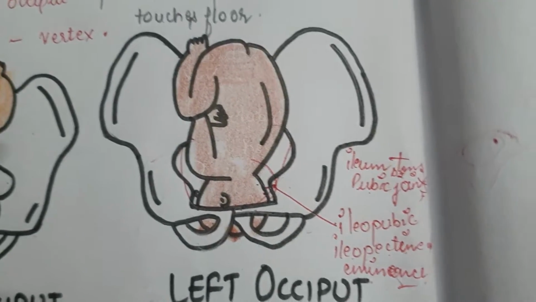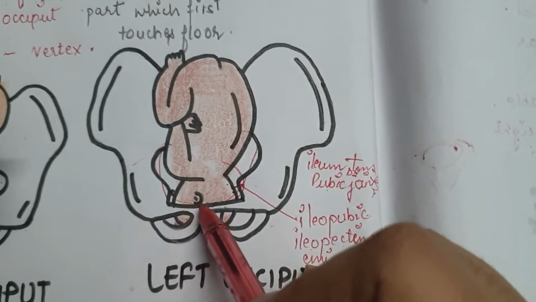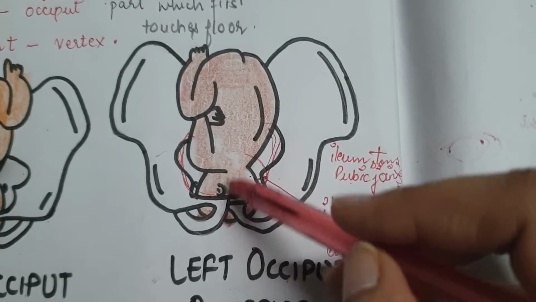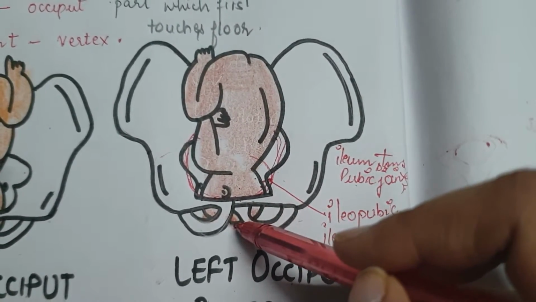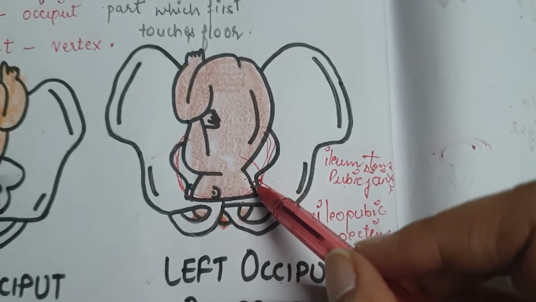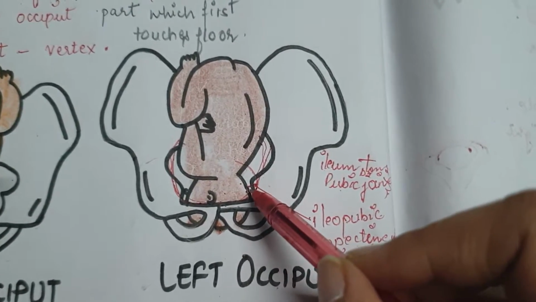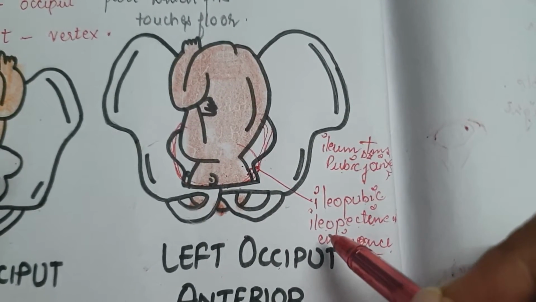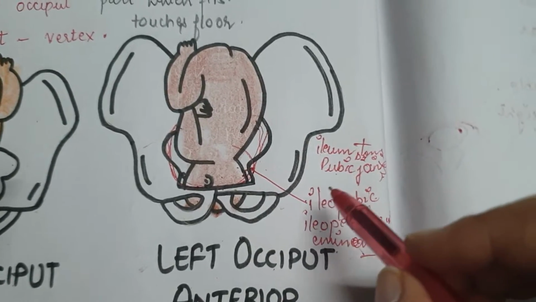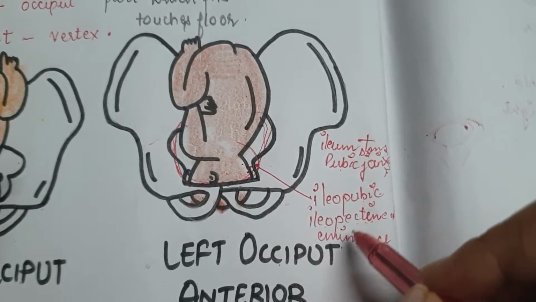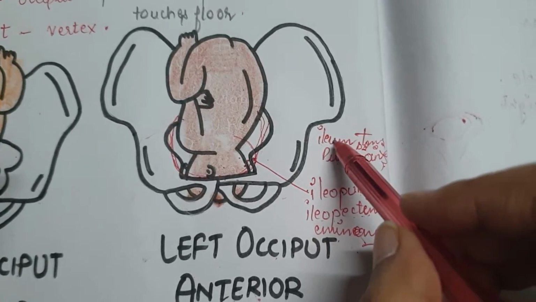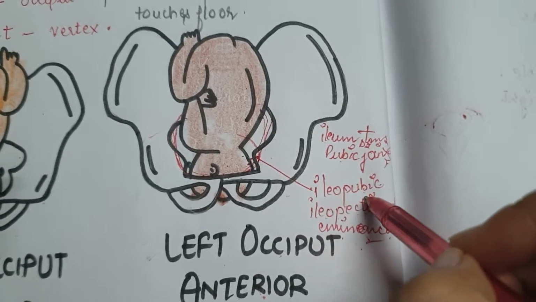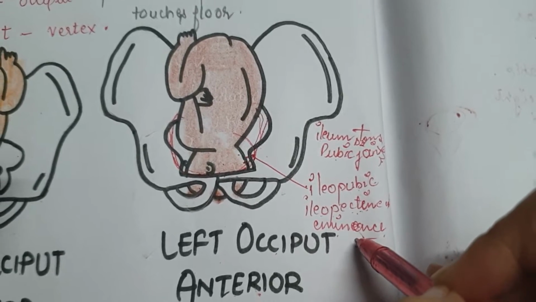Like in this diagram, this is a pelvic brim. You can see the mark of red pen. This is a pelvic brim. So when the fetal head enters into the pelvic brim, that is known as engagement. And the vertex of the fetal head lies in relation to the iliopubic or iliopectineal eminence. So iliopubic eminence is also known as iliopectineal eminence. Where the ilium and the pubic bone join, that is known as the iliopubic or iliopectineal eminence.